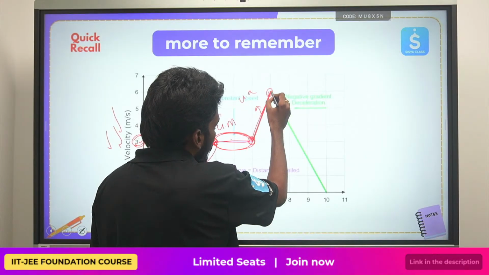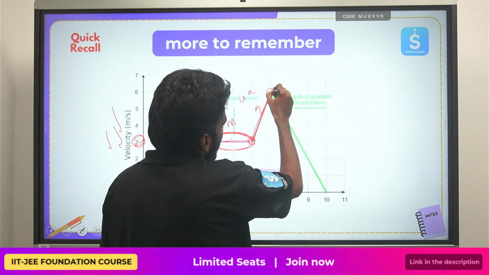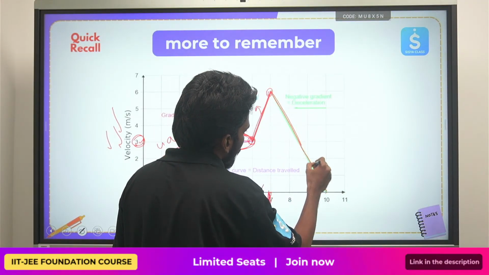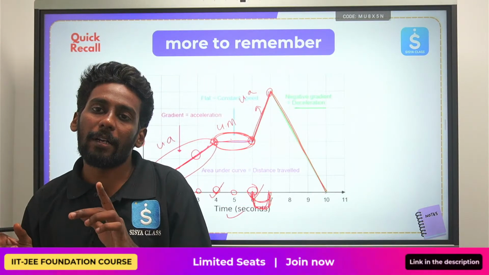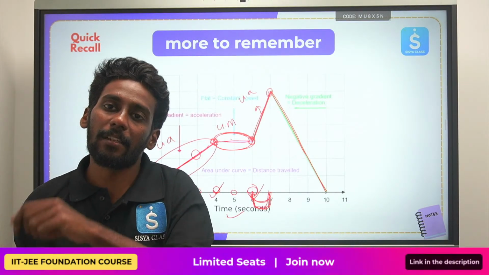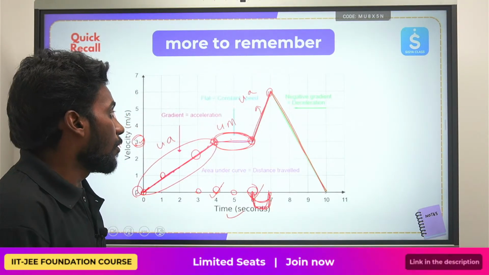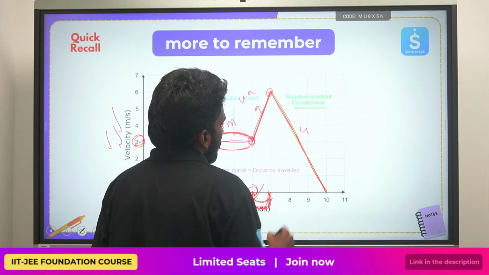Now, if you carefully observe from the 7th second till the end of the 10th second, the graph gradually moved down, right? The graph gradually moved down. Whenever the graph is moving down, it means the body is reversing its direction. The motion of the body is in the reverse direction. That's why the graph is coming down. So here again it is a straight line. It means uniform.